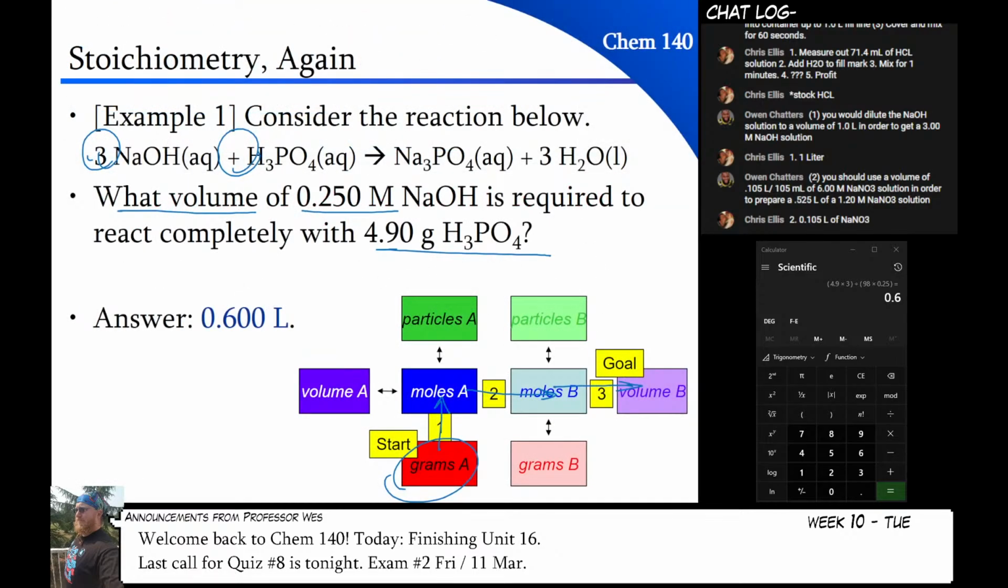All right. So really just like what we were doing before. So it should be no problem if you have been practicing your stoichiometry from Unit 15.